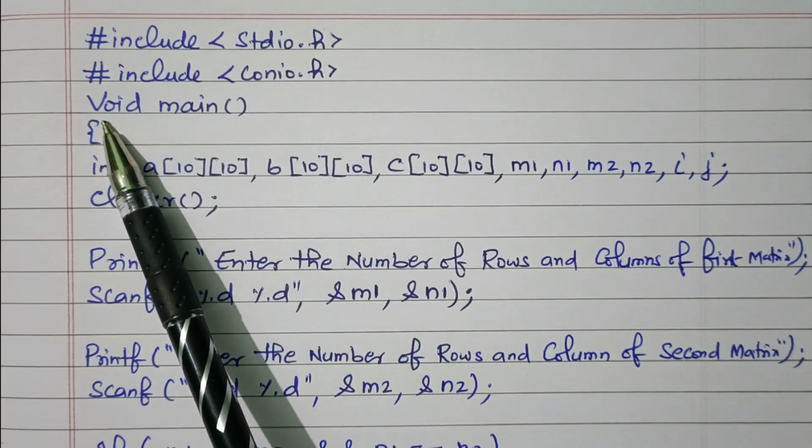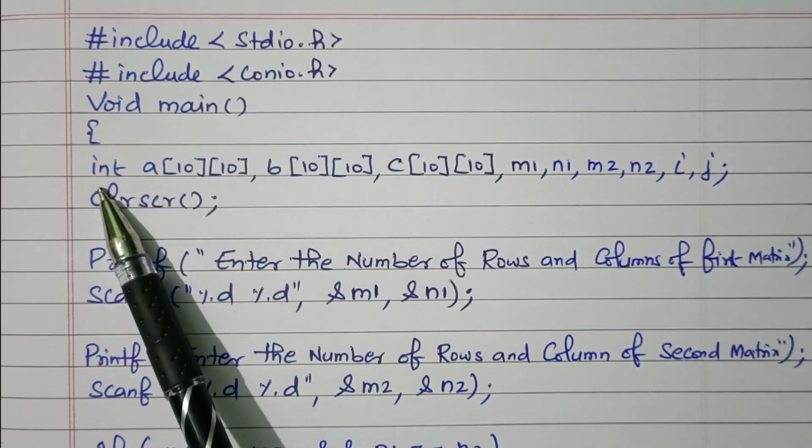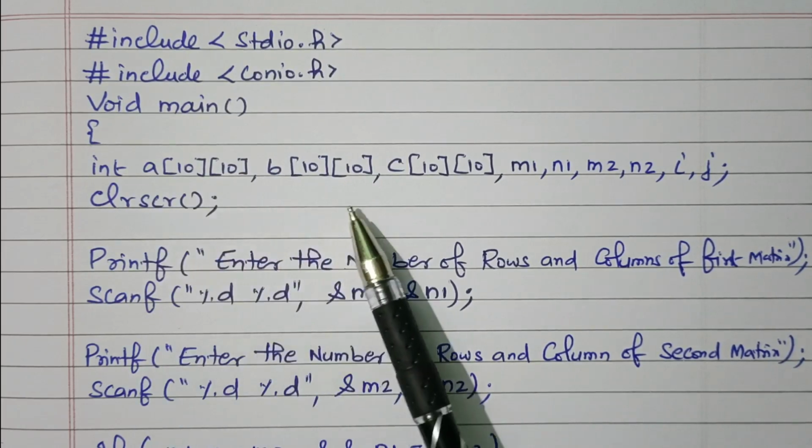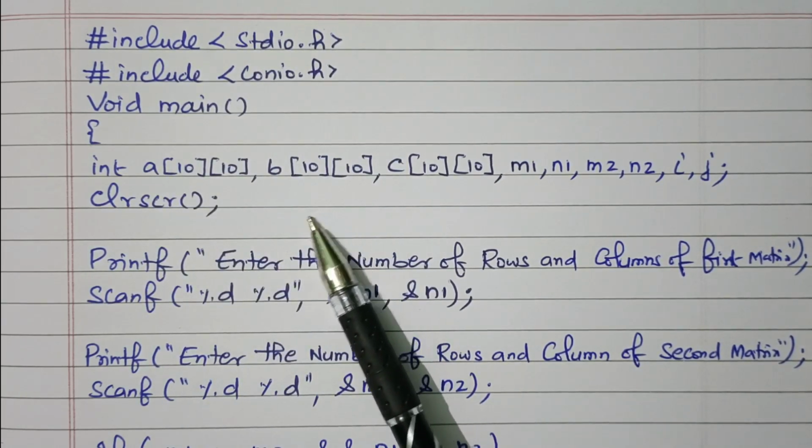Then we'll start the main program. Void main, open the brace. The next step is we need to declare the variables. What are the variables we need? We need to declare, right?